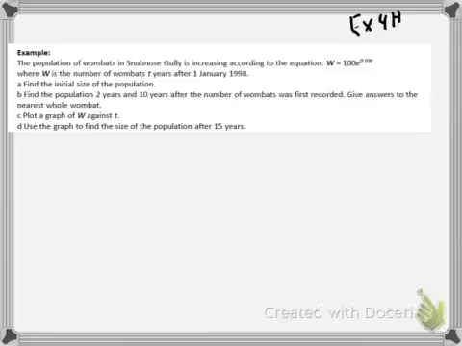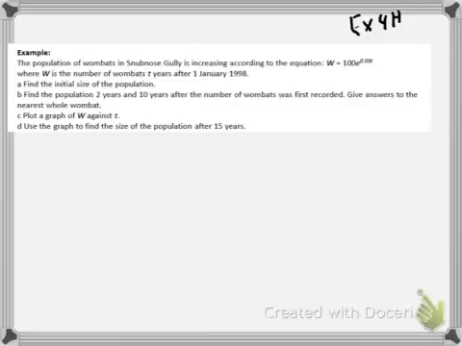The population of wombats in Snubnose Gully is increasing according to the equation W equals 100e to the power of 0.03t, where W is the number of wombats and T is the years after the 1st of January 1998. Find the initial size of the population.